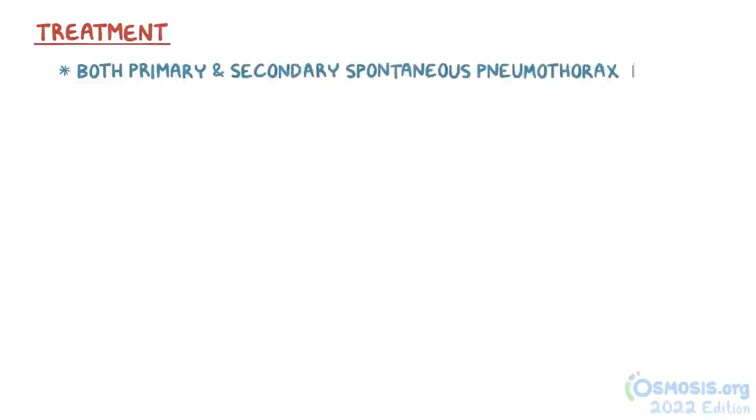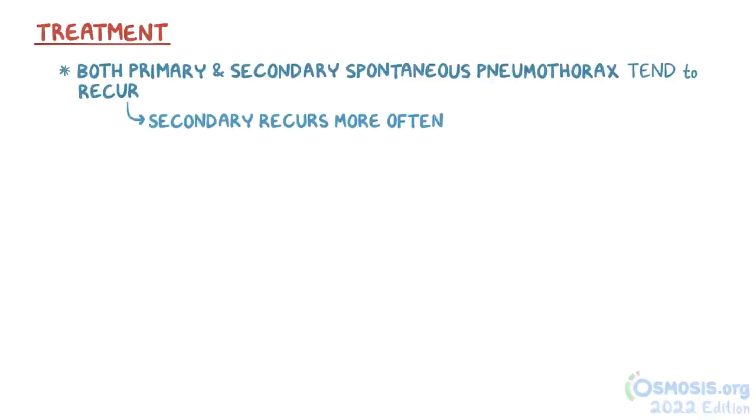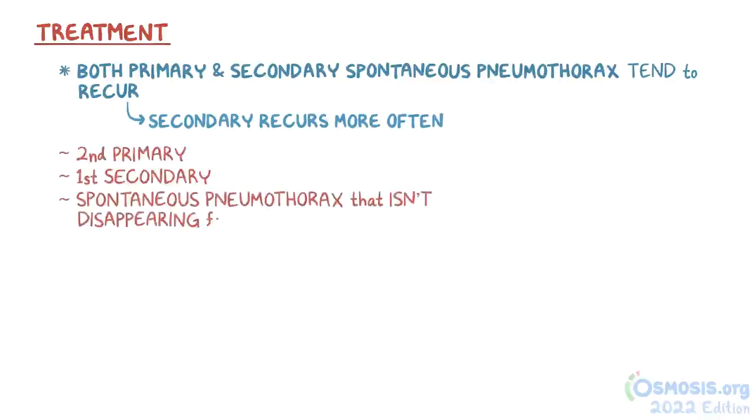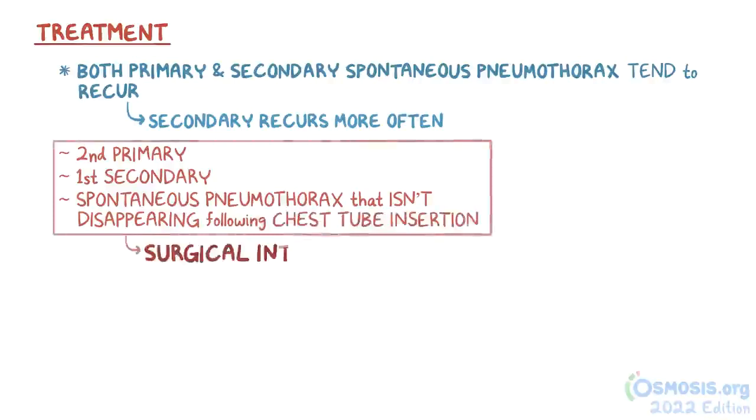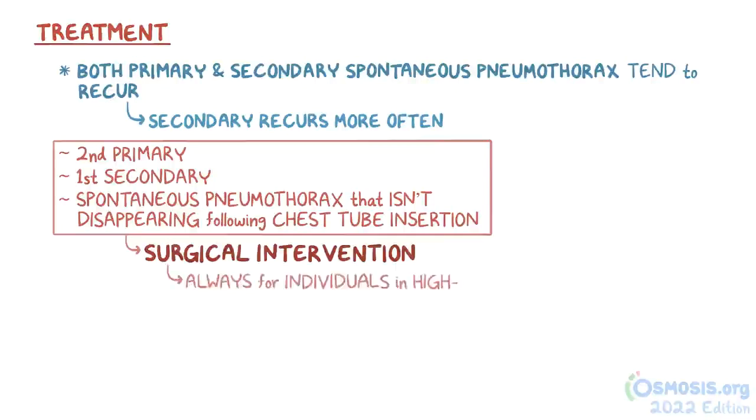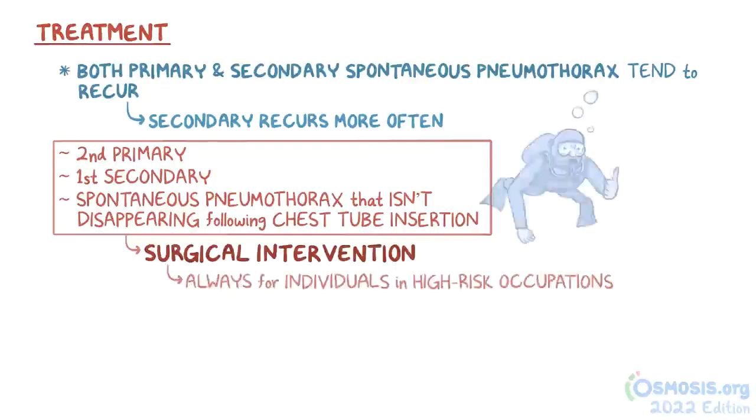Finally, it's notable that both primary and secondary spontaneous pneumothorax tend to recur, but because of the underlying lung disease, secondary pneumothorax recurs more often. Therefore, if an individual has their second primary or first secondary spontaneous pneumothorax, or has a spontaneous pneumothorax that isn't disappearing following chest tube insertion, then surgical intervention can be considered, since the chances of recurrence progressively increase with each new pneumothorax. It's also important to always surgically intervene in individuals working in a high-risk occupation that subjects them to large changes in atmospheric pressure, such as a scuba diver or a pilot.